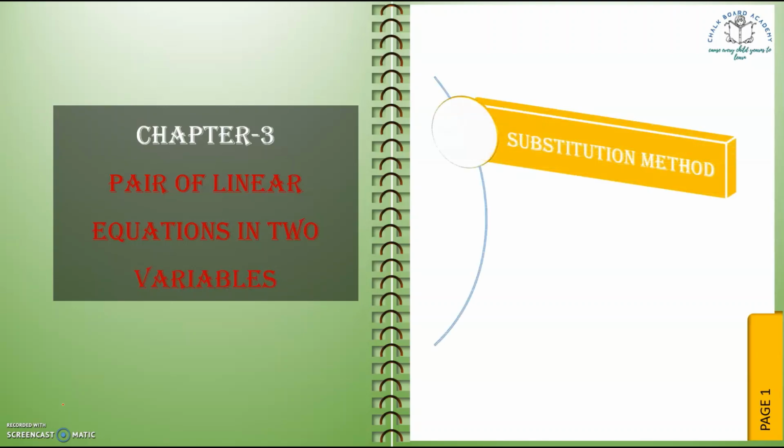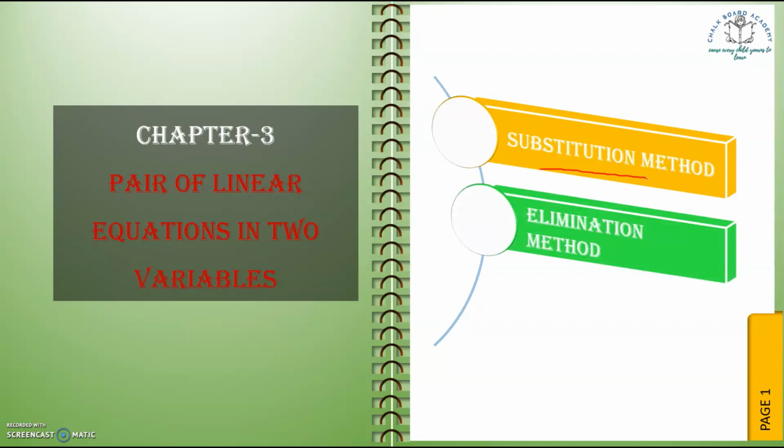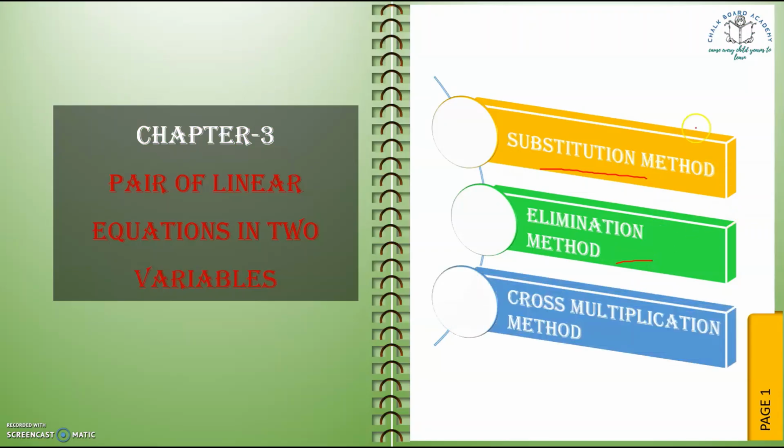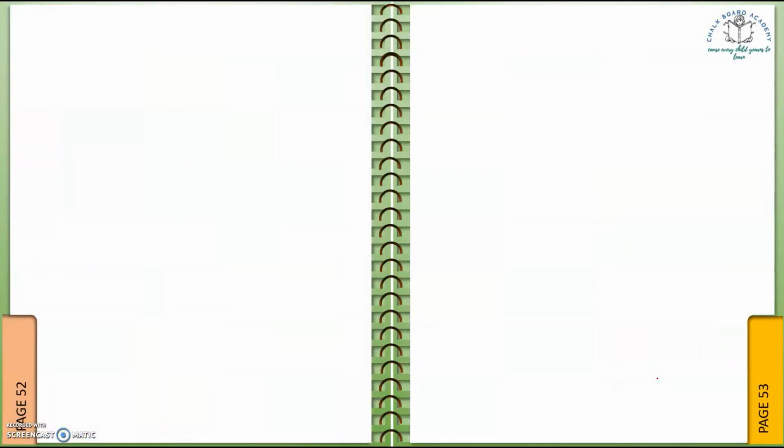So let's see what we have done in earlier video. The very first topic we covered earlier was the substitution method, and thereafter we did the elimination method, and then the cross multiplication method. Based on these three methods we have done certain questions to understand them clearly. Now moving forward, we will be doing word problems where we will discuss some types of questions.